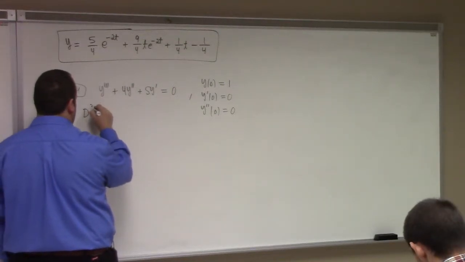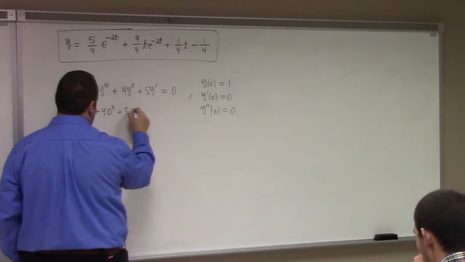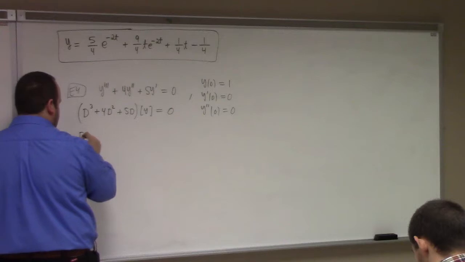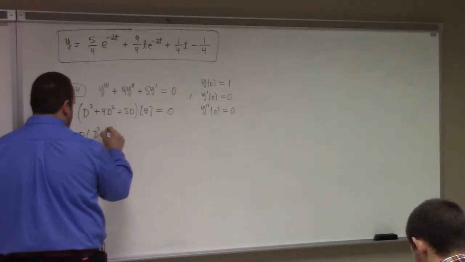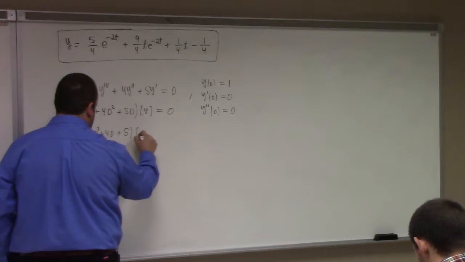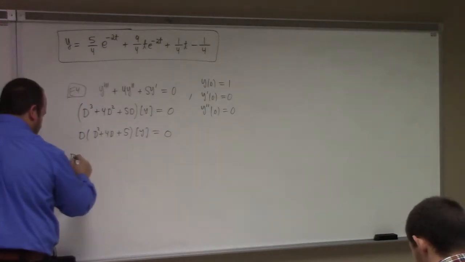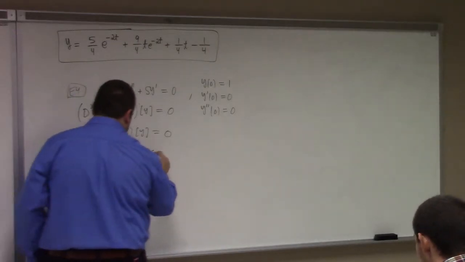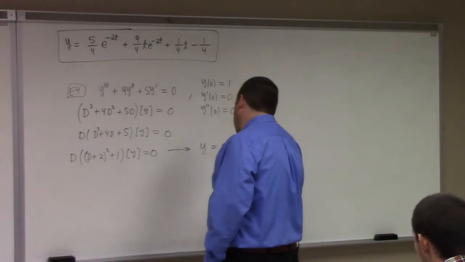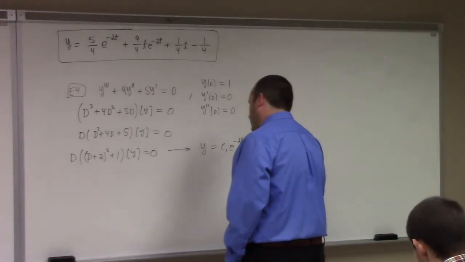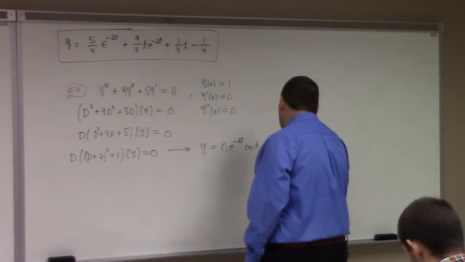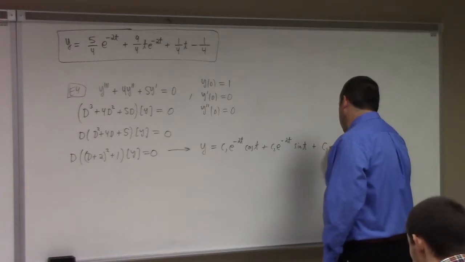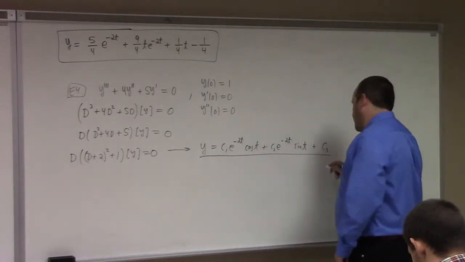Here, this is D cubed plus 4D squared plus 5D acting on y equals 0. We haven't done that in a little bit, so let me get back to it. This is D times D squared plus 4D plus 5 acting on y equals 0. From this, I can get D times the quantity D plus 2 squared plus 1 acting on y equals 0. From that, I see that my solution is C1 e to the minus 2t cosine t plus C2 e to the minus 2t sine t, and then my D is just C3 as a constant solution. So there's the general solution.